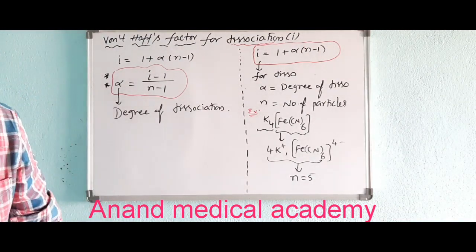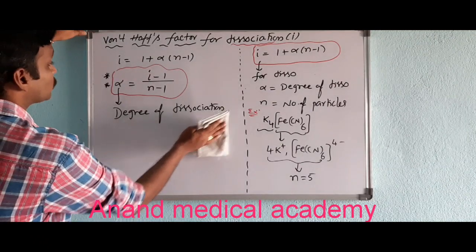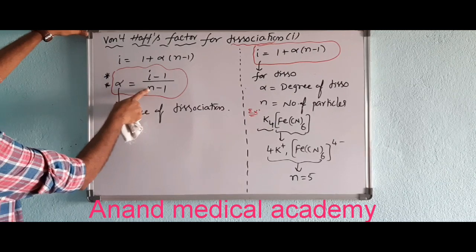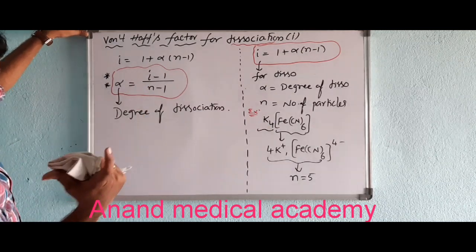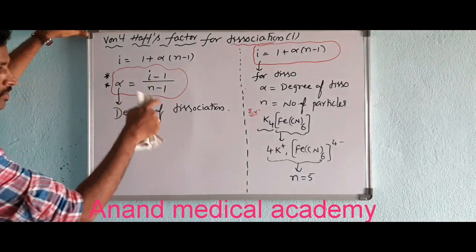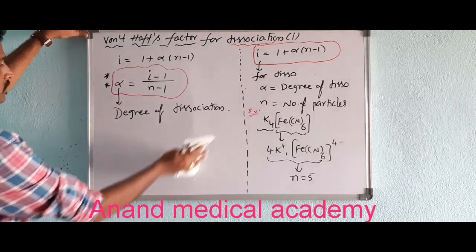Otherwise, let's see how you will have the 1/2 factor for association. Please note this and remember this. Got it? Just focus for 1 minute. I am telling you, just pause it and look at that. Got it? Thank you.